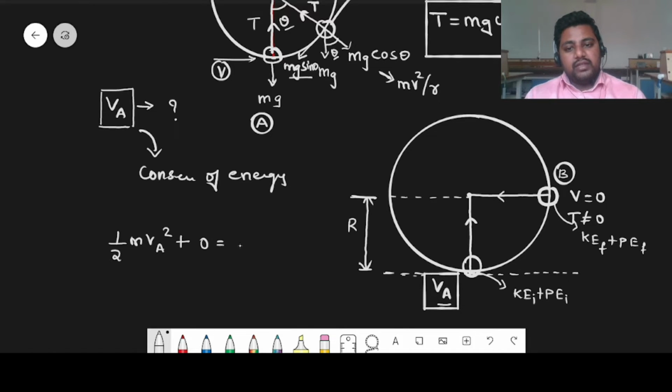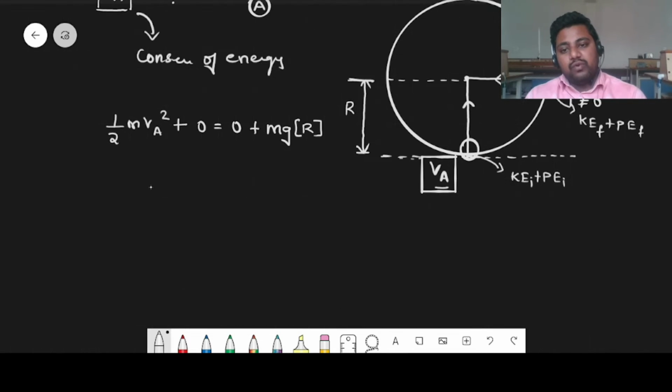Okay, so that means the kinetic energy in the final position will be 0, since final velocity at point B we are considering to be 0, and the potential energy can be written as mg into h, where h is the distance that it is covering in upward direction, that is r. So now, since we got the velocity that we needed, we can calculate it from this equation. Half mv square can be written as mgr.